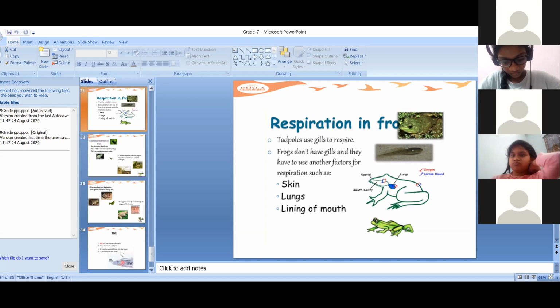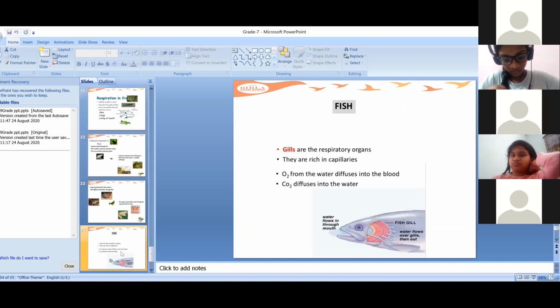Fish and many other aquatic animals have special organs called gills for respiration. Gills are projections of the skin that are well supplied with blood vessels for the exchange of gases. Gills help to use dissolved oxygen in the water. So if we see the fishes, fishes have a well developed organ, which are the gills.